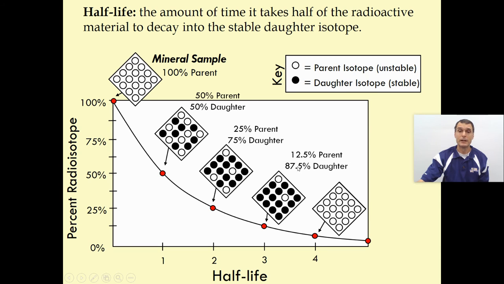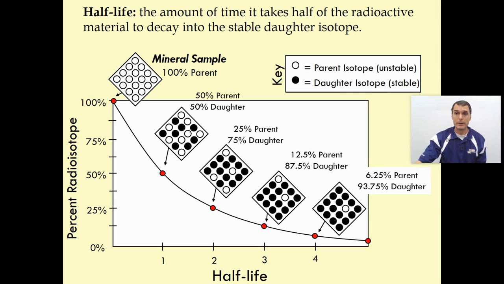So 12.5% is parent and 87.5% is daughter. We go one more here. We're going to get 6.25% parent and 93.75% daughter. You can do it again. It's roughly going to be 3% parent and 97% daughter. And eventually we're going to get down here to tinier and tinier amounts where it's going to get really almost impossible to read the ratio of parent to daughter because the fraction is going to be so tiny. All right.